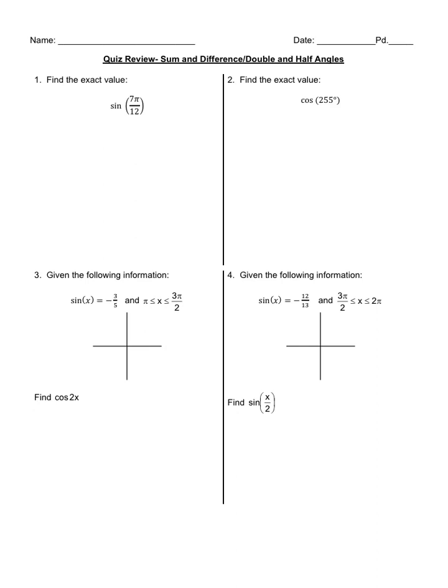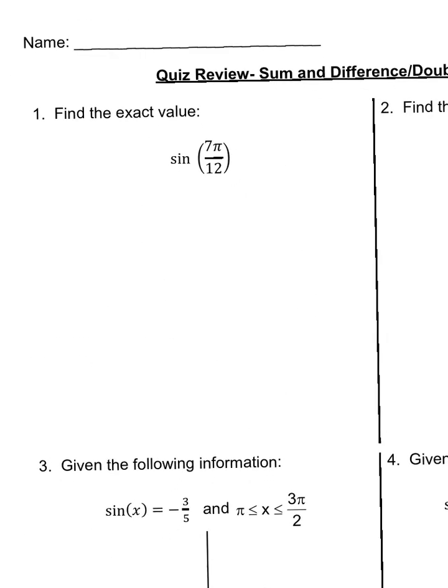So your quiz looks just like this, except I just kind of changed the numbers around. You have two questions where you're doing a sum and difference. So 1 and 2 are sum and difference, and then 3 and 4 are going to be double and half angle stuff. So let's look at number 1. Number 1 is a sum and difference problem. You're finding the exact value of an angle that's not on the unit circle.